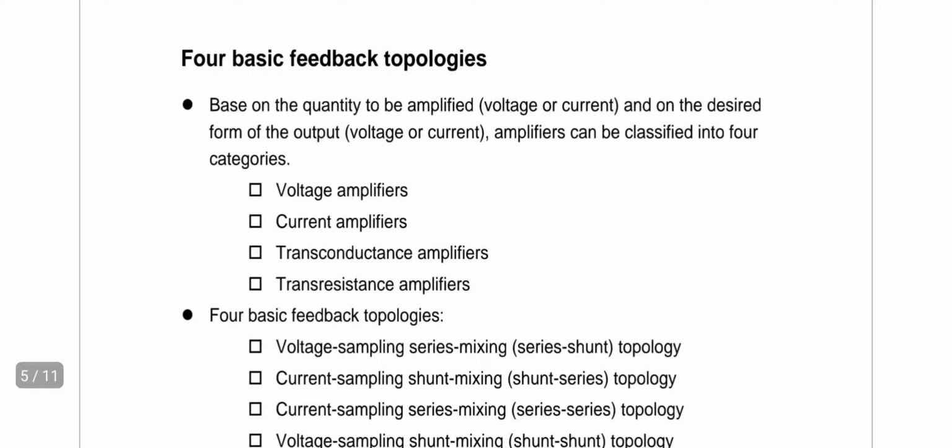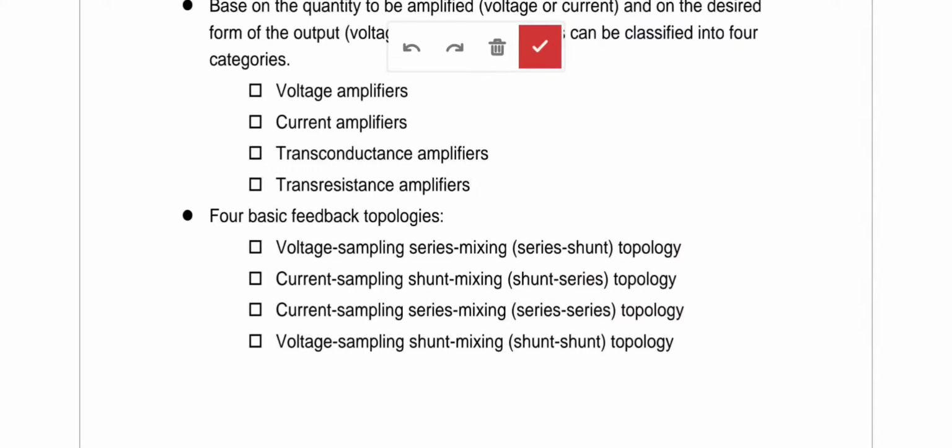So what is voltage amplifier? Voltage amplifier means input should be voltage signal, output also voltage signal. Current amplifier means input is current and output is also current. What is transconductance? Transconductance is reciprocal of resistance. That means current by voltage. So the output is current and input is voltage in the case of transconductance amplifier, and in the case of transresistance, resistance means V by I. So for transresistance amplifier, the input is current and output is voltage.